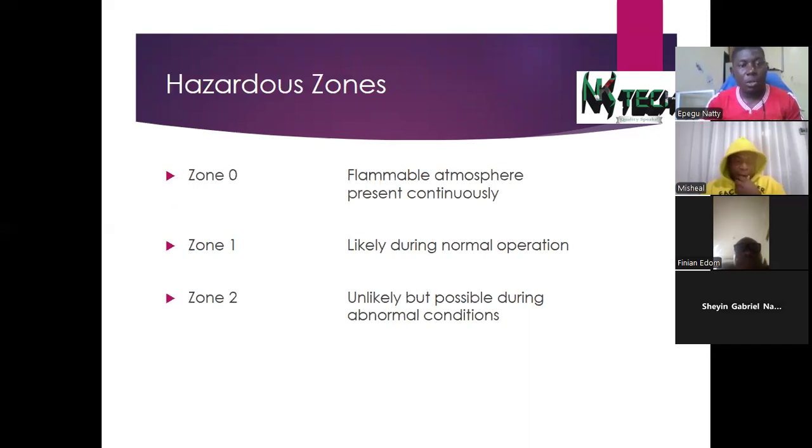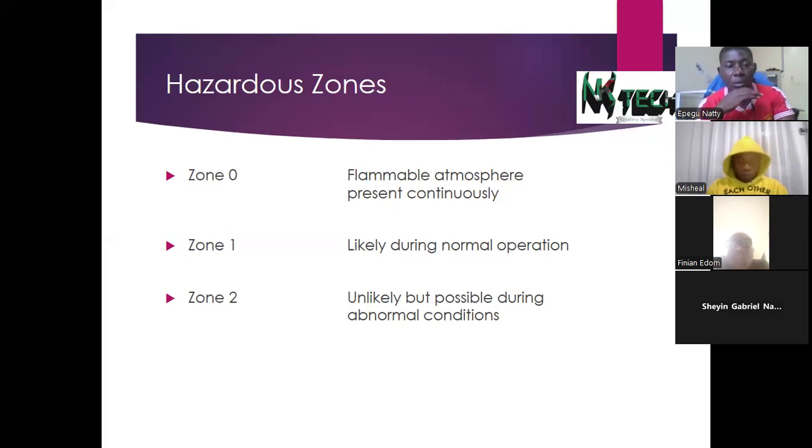Okay, so let's look at the zones. Your zone 0 is a flammable atmosphere present continuously. So let's say, for example, your storage tank. You have crude in your storage tank. Even if you're on shutdown, that crude is there. As long as that crude is there, we have lighter gases that are always in that region, so it is continuous. Your product tank, the same thing. Your storage, as long as you have a storage and something is inside, it is prone to accident at all times.